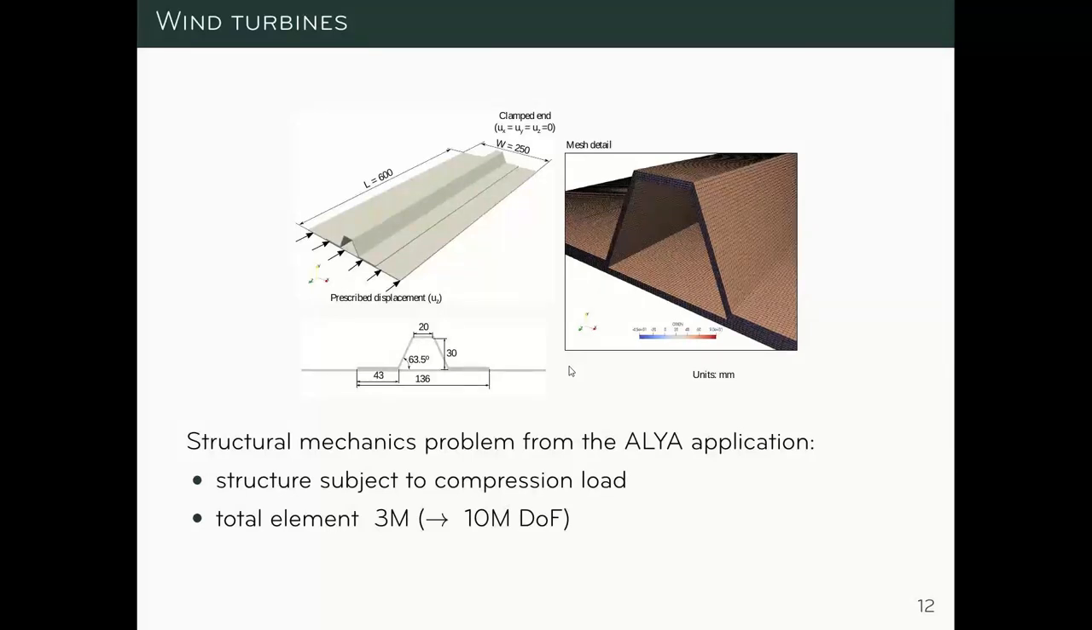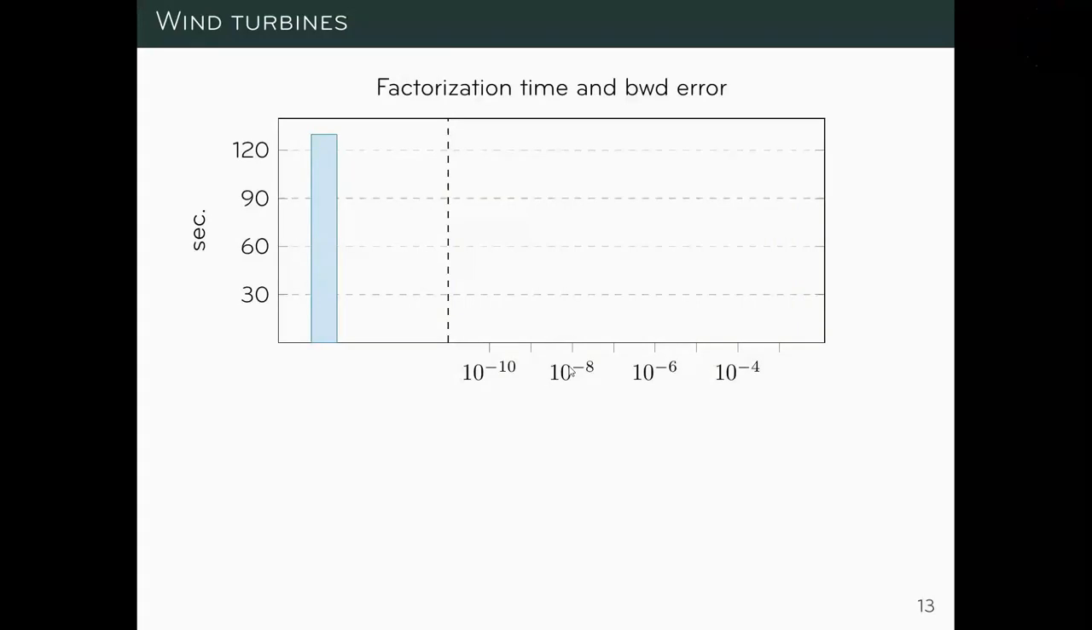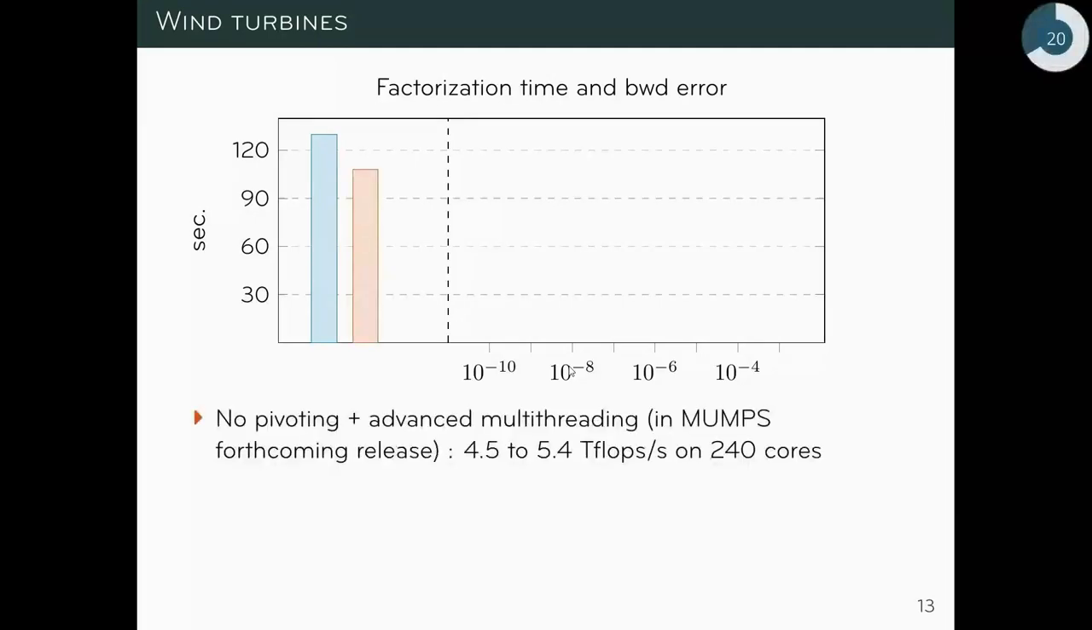Now, this is the execution time, so this is only the factorization time, which is the most time-consuming part, measured on 240 cores of the MareNostrum machine in Barcelona. And this is the standard MUMPS solver without block low-rank and without any specific tuning. So you just go on the MUMPS website, you download the software, and you run it without any particular setting. Now, with some tuning, we can reduce this execution time.